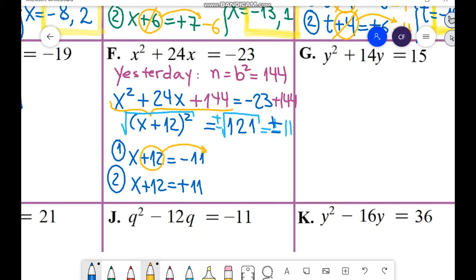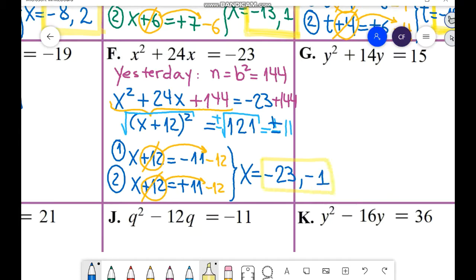Move this to the other side. Remember, this will change the sign. It's positive, becomes negative. And you find the solutions. x equals negative 11 minus 12, negative 23. Positive 11 minus 12, negative 1. Those are the answers. Negative 23 and negative 1.